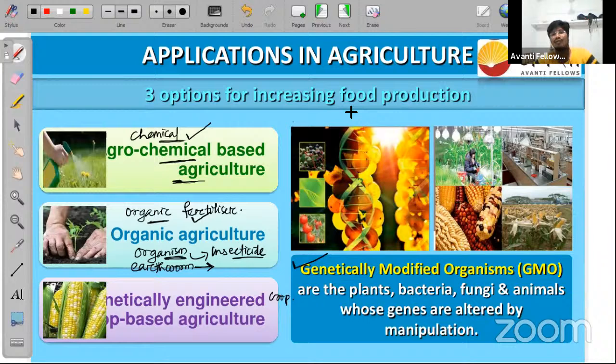Is this clear to everyone? What are genetically modified organisms? If you are changing or altering the gene of any organism, it will be called a genetically modified organism. Is this clear to everyone? Genetically modified organisms are organisms whose gene is manipulated or altered. The gene has been altered or manipulated, and that organism is called a genetically modified organism.